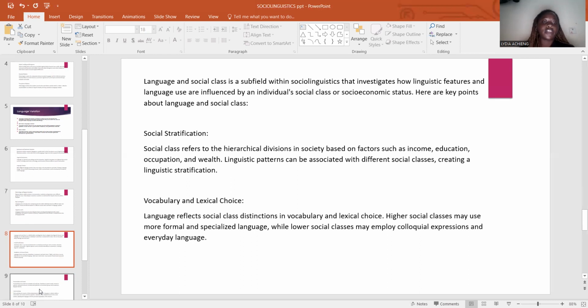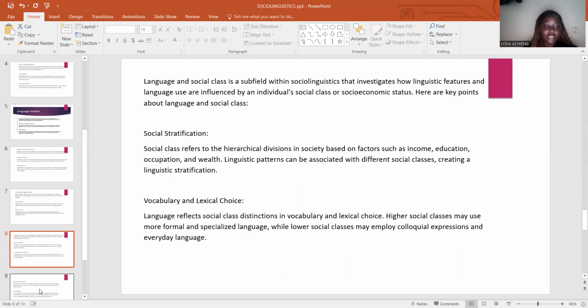Social stratification. Social class refers to the hierarchical division in society based on factors such as income, education, occupation, and wealth. Linguistic patterns can be associated with different social classes, creating a linguistic stratification.